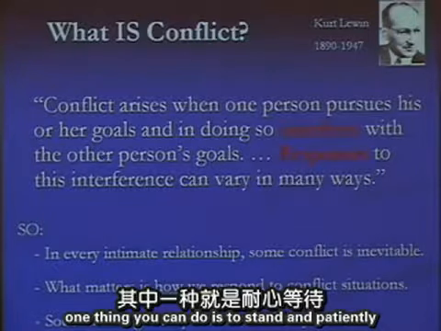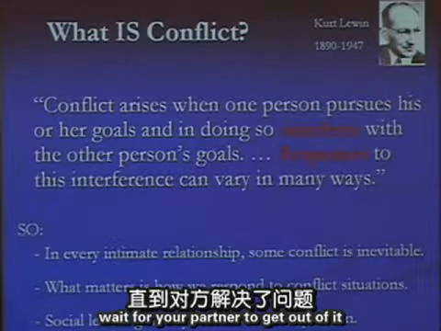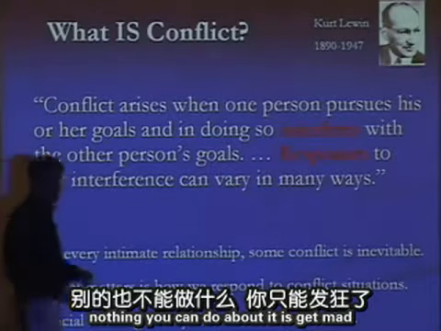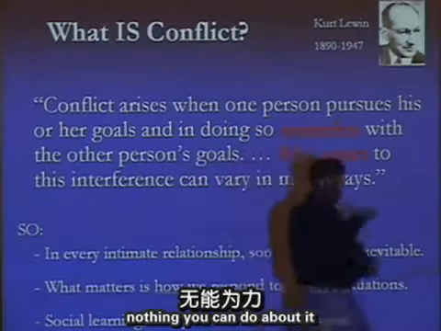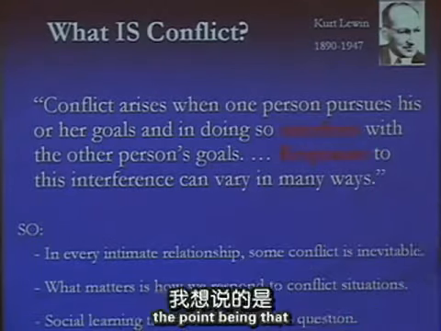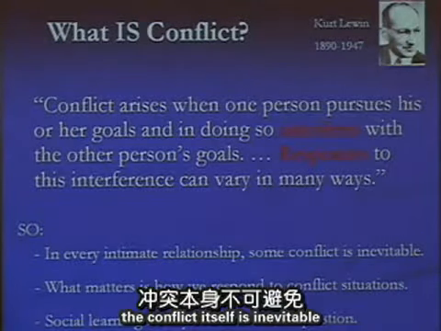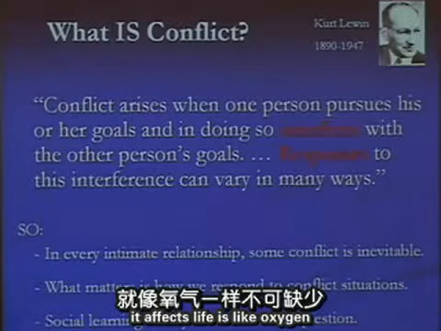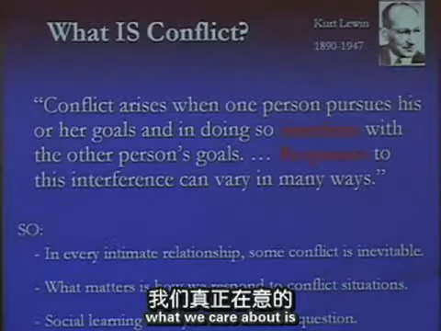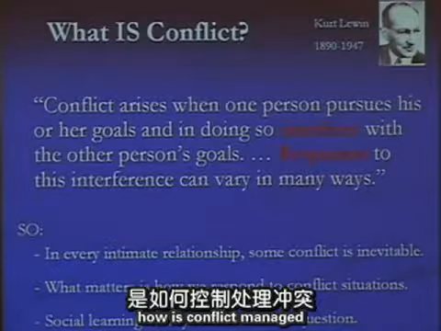One thing you can do is stand and patiently wait for your partner to get out of the way. Another thing you can do about it is get mad. Another thing you can do about it is find another way around. The point being that it's the response that we care about. The conflict itself is inevitable. It's a fact of life. It's like oxygen. What we care about is how is conflict managed?